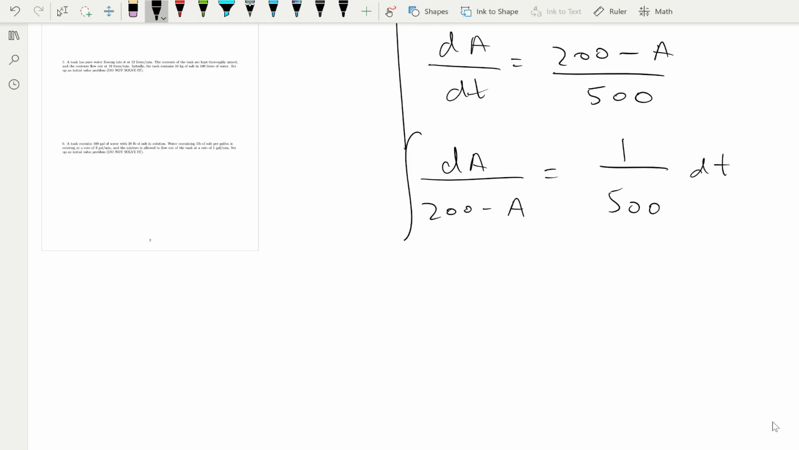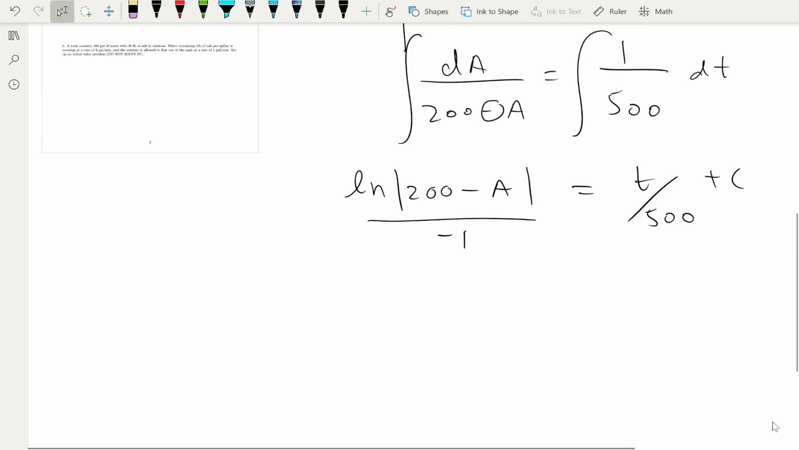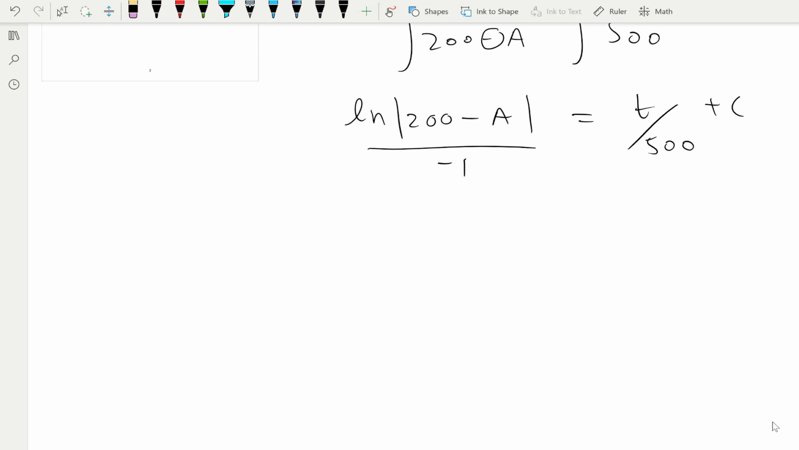Now what we have to do is integrate both sides. So if we integrate the right hand side, it's t over 500 plus c, and if you integrate the left hand side, it's natural log absolute value of 200 minus A divided by negative 1. Remember, you have to divide by the coefficient of A, which is negative 1. So let's take negative 1 to the right. So that's negative t over 500. Negative c is plus c, doesn't matter, c is an arbitrary constant.